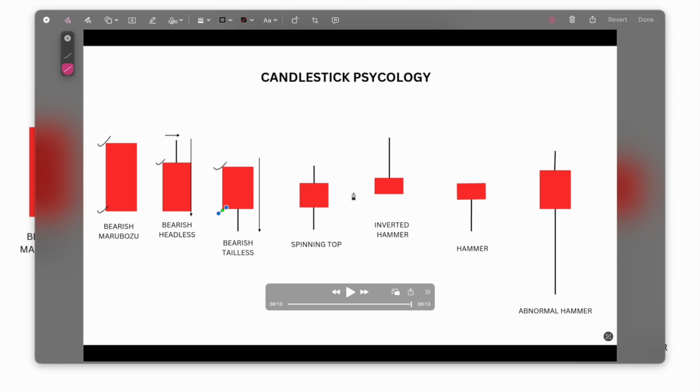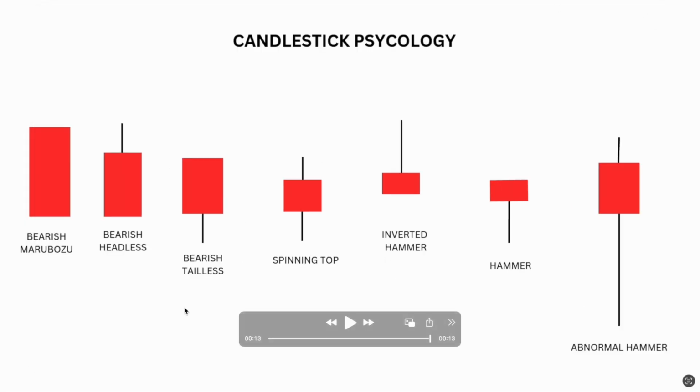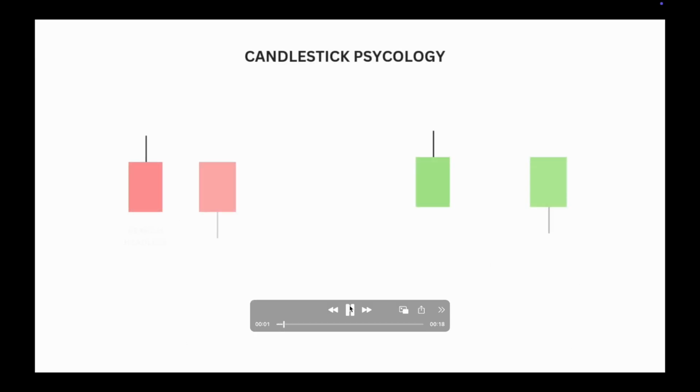Spinning top, hammer, inverted hammer, same psychology, just the opening and closing of the candle is different in a bearish situation. Even the abnormal hammer is the same, but the opening and the closing price determine the color of the candle and the strength of the candle. This is a normal hammer, that is the inverted hammer, spinning top, same as bullish. But why is this red and why is that green? Because of the opening and closing of the candle.